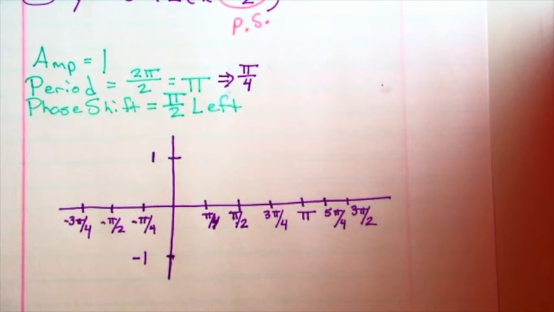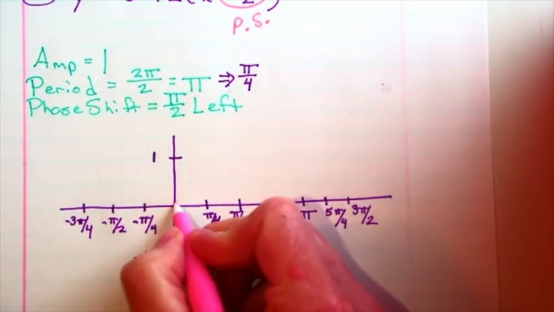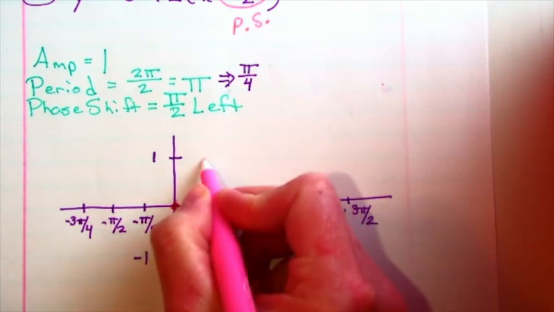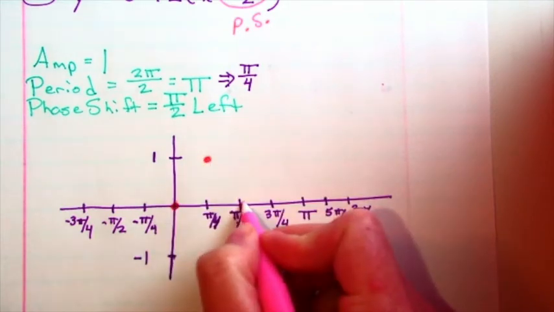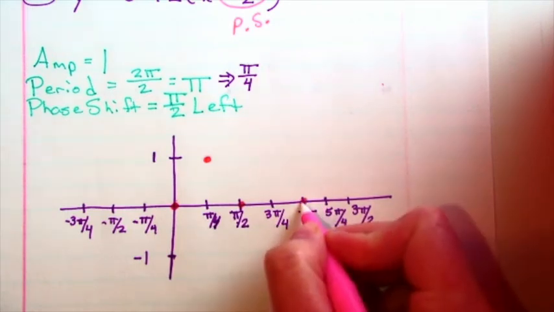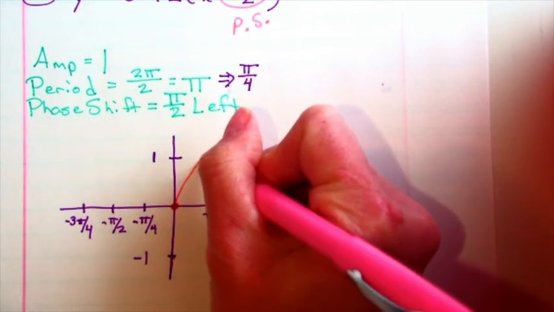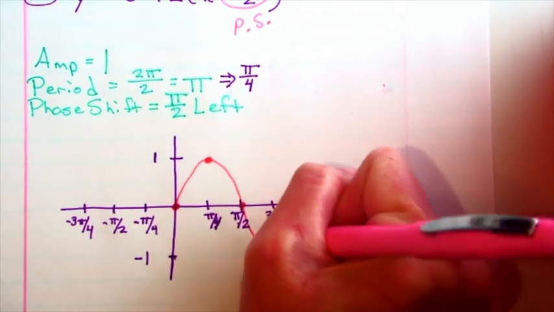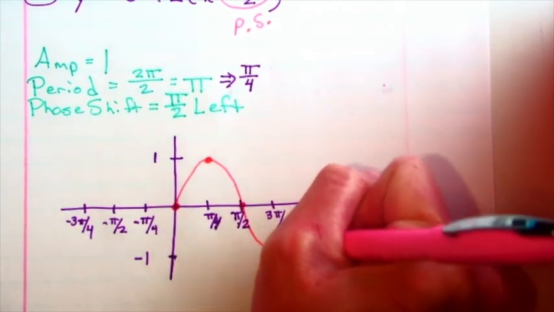Now, since we're dealing with a sine function, this one's going to be without the shift. So I start at 0, and then I come up to 1, back to 0, down to negative 1, back to 0. This is my graph without the shift. 1 period, no shift.